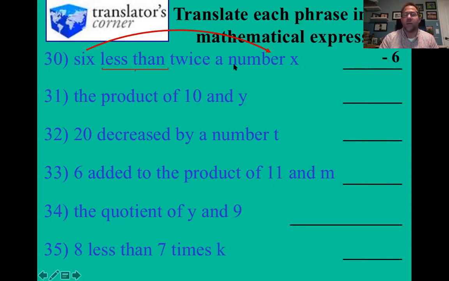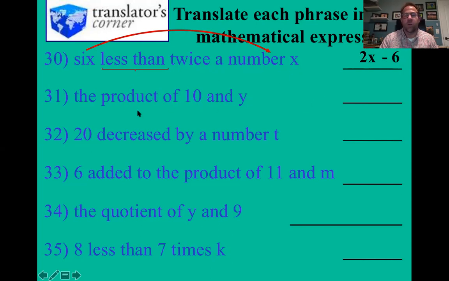Now, twice a number x. Okay, so you can look at your brainstorm list if you don't remember, twice a number x. So that would be 2x, right? 2 times x. So we want 6 less than, so whatever 2x is, we want 6 less than that. We want to do 2x -6.